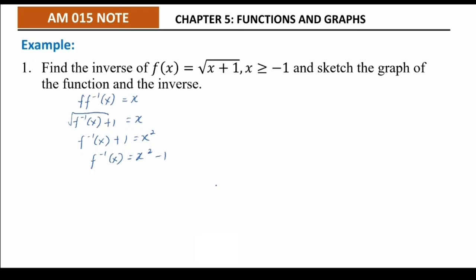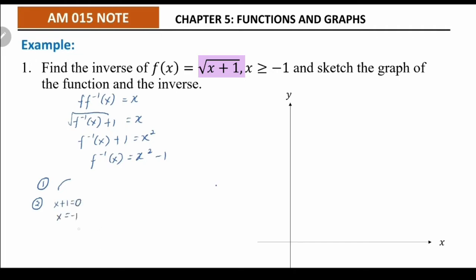Then sketch the graph of the function and the inverse. To sketch the graph f(x), square root, we need the shape. The shape is positive square root, positive x, so above and to the right. And second, the starting point: x plus 1 equal to 0, so x equal to negative 1. And the constant is 0, so the starting point is at negative 1, 0, included. And then sketch the graph, negative 1 to infinity.